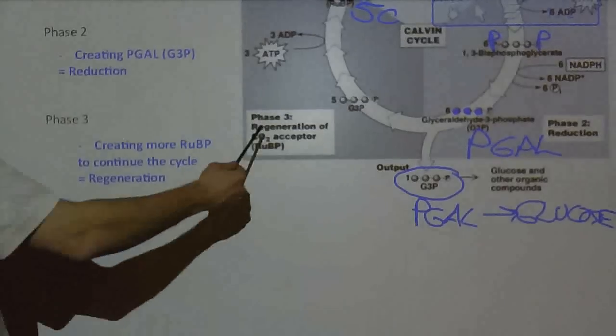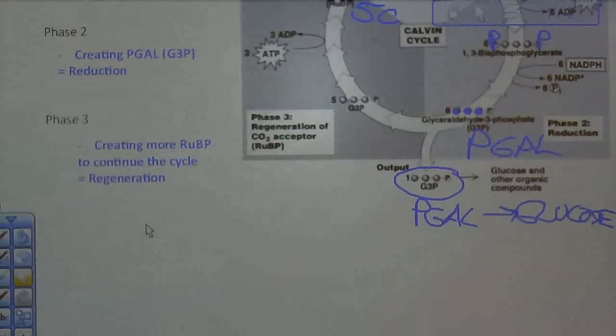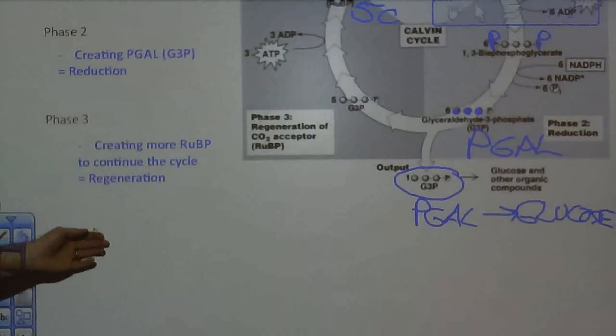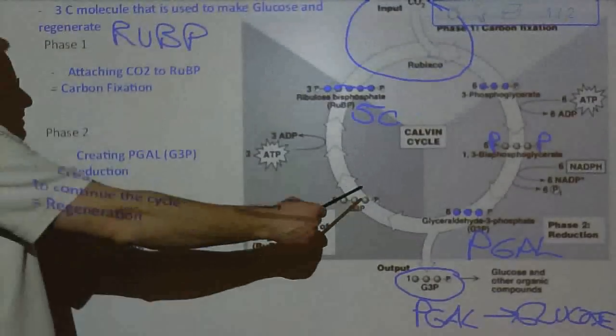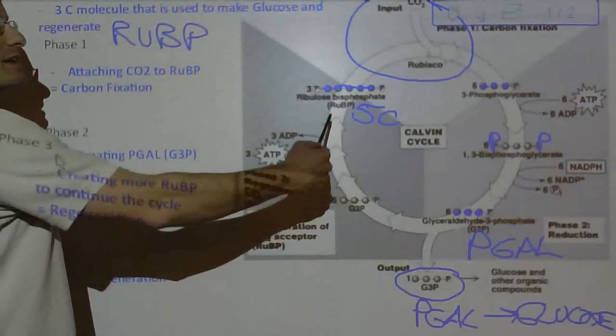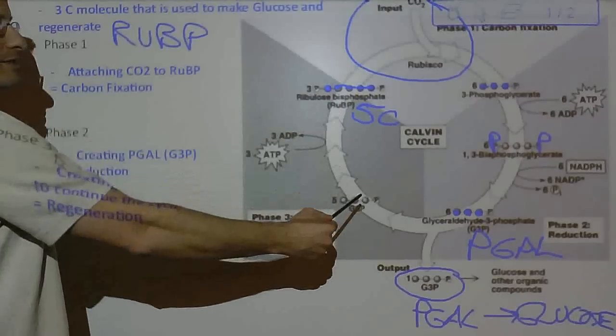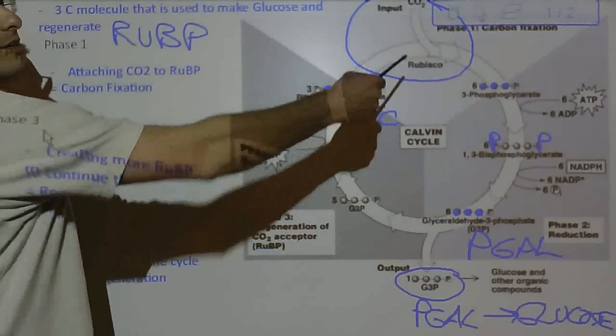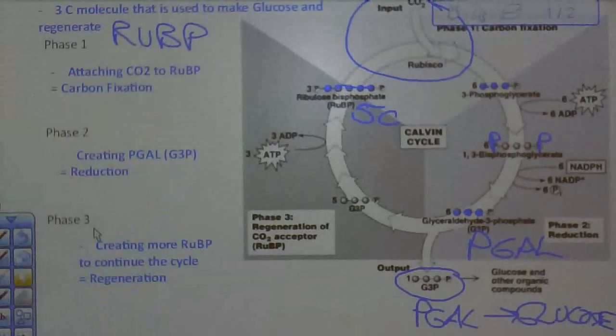So we need to create more of this RuBP so that the cycle can continue. And that's done up here. This pGal goes back in, some more chemical reactions take place, turn that 3-carbon into a 5-carbon, which then will continue the cycle once again.